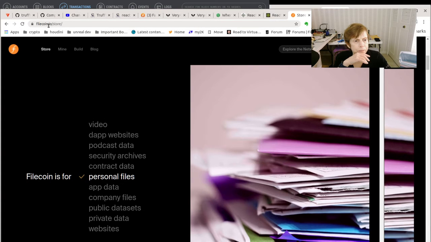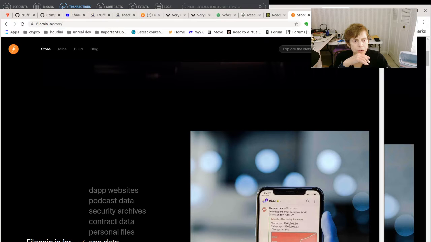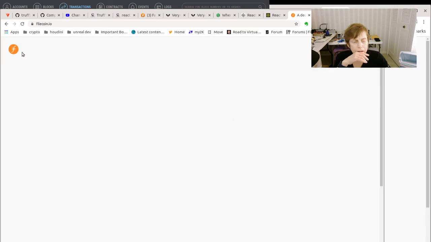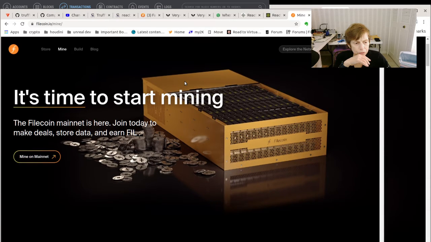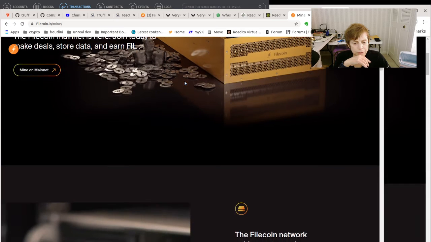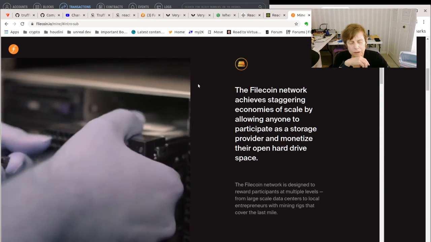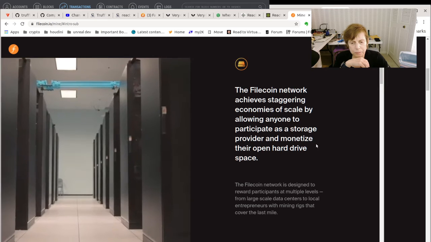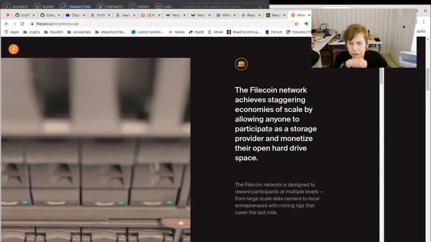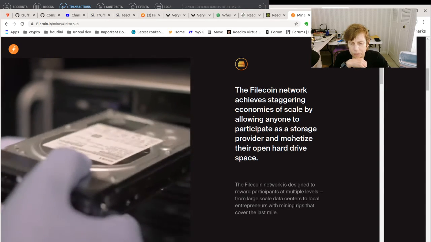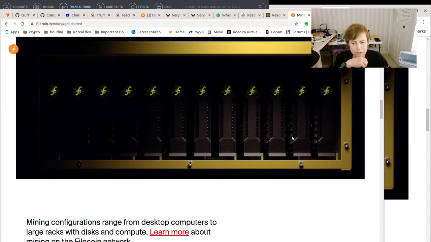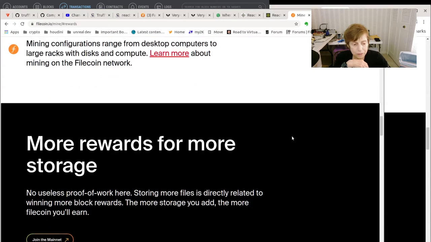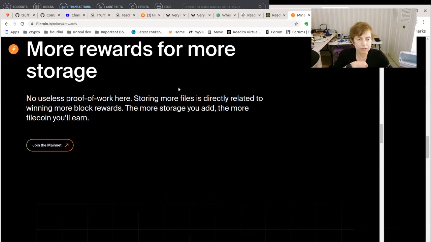And if we go back, you can also mine. You can actually, if you set up a mining situation, you can essentially make money by allowing it as a storage provider. So basically what you can do is monetize your extra hard drive space. So that's kind of interesting.